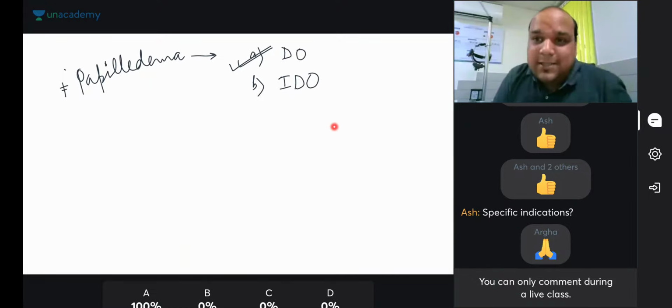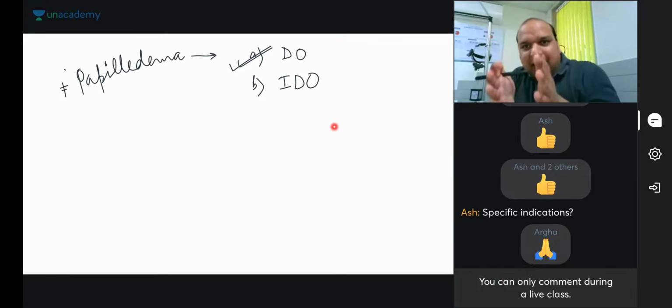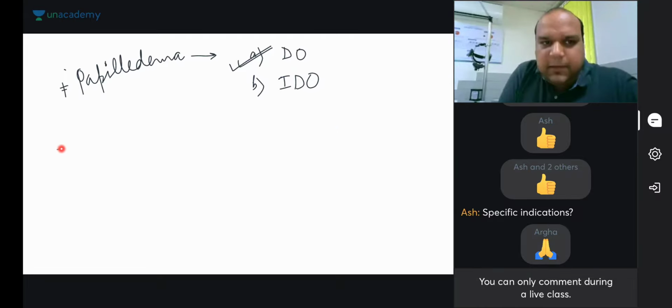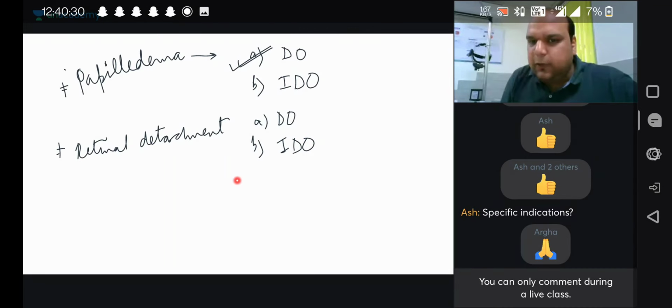Now, why did you answer direct ophthalmoscopy? Because direct ophthalmoscopy gives you a more magnified view of the optic disc. The optic disc can be seen in both direct and indirect, but when you only want to see the optic disc, you will want a more magnified view. So that's why you went with direct for papilledema. But if I ask you, which investigation will you do to examine retinal detachment? Again, both the same options are there: direct or indirect ophthalmoscopy. Now, what will you answer through your common sense?